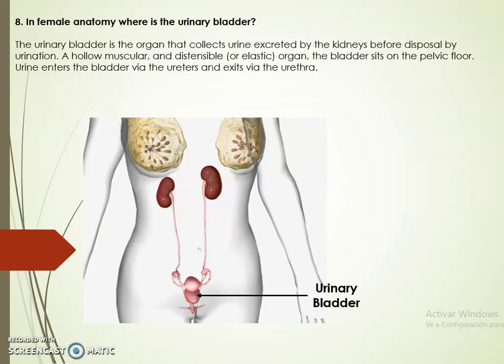Female anatomy. Where is the urinary bladder? The urinary bladder is the organ that collects urine excreted by the kidneys before disposal by urination. A hollow, muscular, and distensible or elastic organ, the bladder sits on the pelvic floor. Urine enters the bladder via the ureters and exits via the urethra.